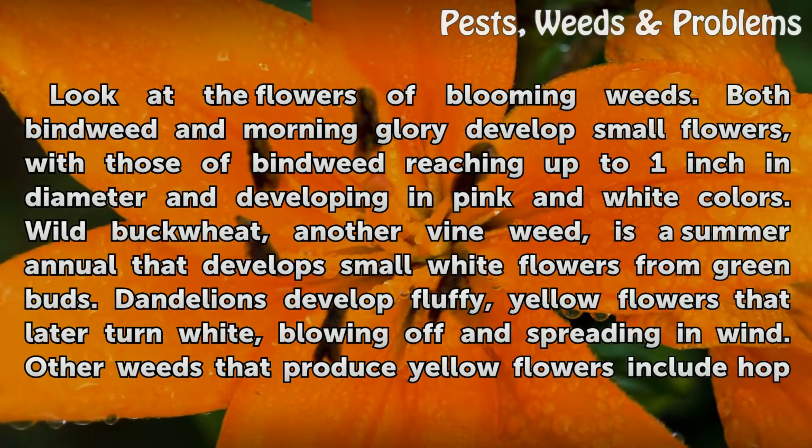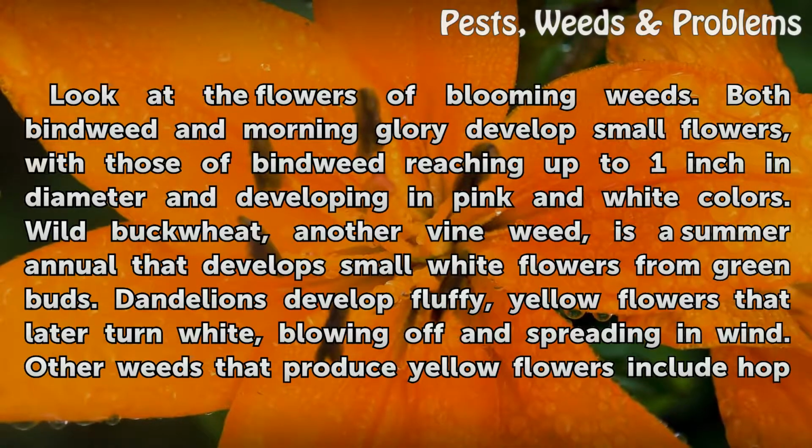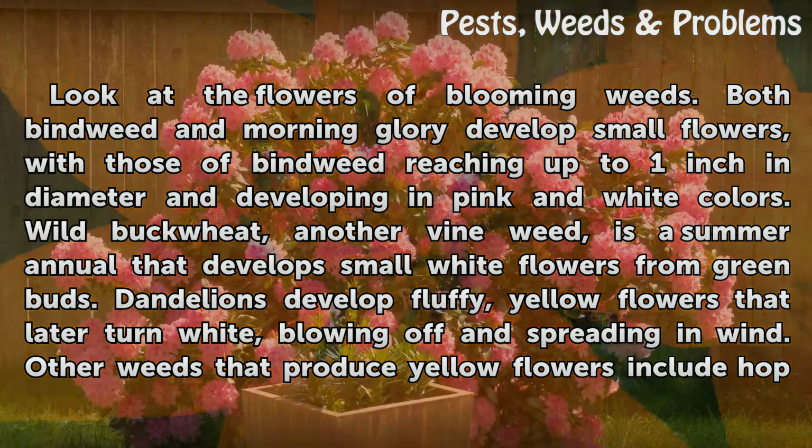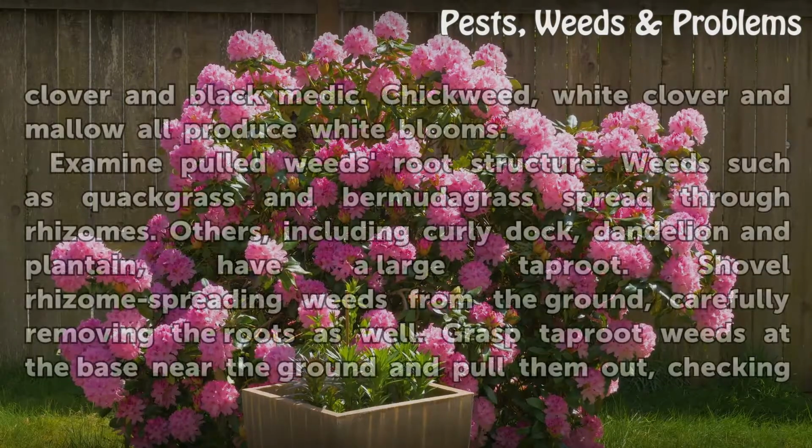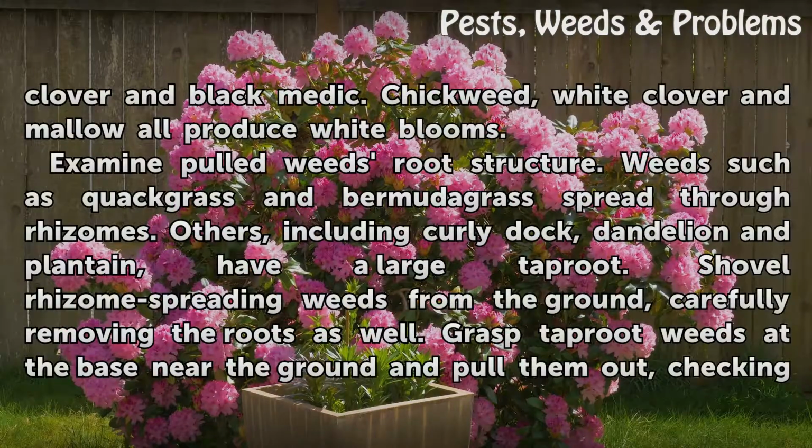Look at the flowers of blooming weeds. Both bindweed and morning glory develop small flowers, with those of bindweed reaching up to 1 inch in diameter and developing in pink and white colors. Wild buckwheat, another vine weed, is a summer annual that develops small white flowers from green buds. Dandelions develop fluffy, yellow flowers that later turn white, blowing off and spreading in wind. Other weeds that produce yellow flowers include hop clover and black medic.